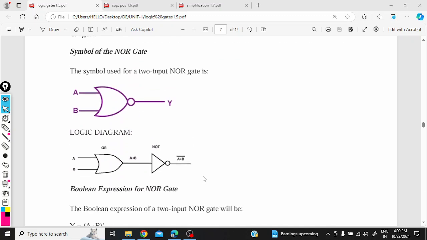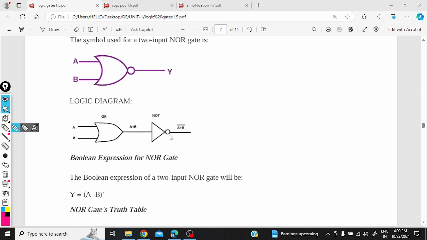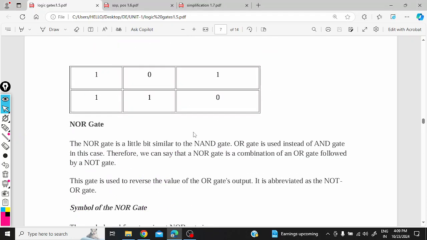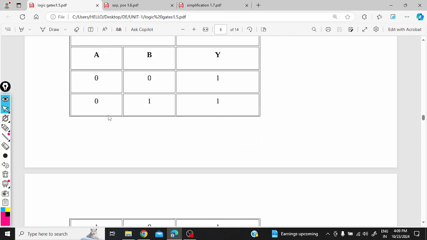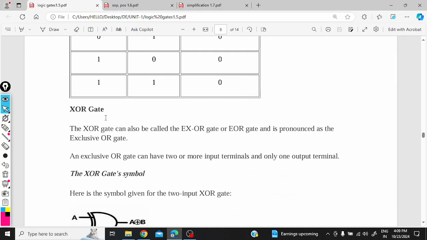Coming to the NOR gate, it is exactly the opposite operation of the OR gate. I am connecting a NOT gate in front of an OR gate, which gives me a NOR gate. So this is the logic gate symbol for the NOR gate. Now the expression is given as Y is equal to (A plus B) whole bar. Similarly, for a NAND gate, the expression is Y is equal to (A dot B) whole bar. So these are the two different symbols for a NAND gate and NOR gate.